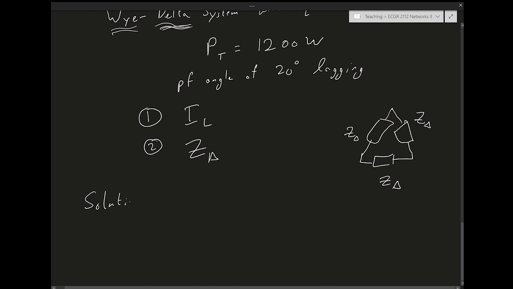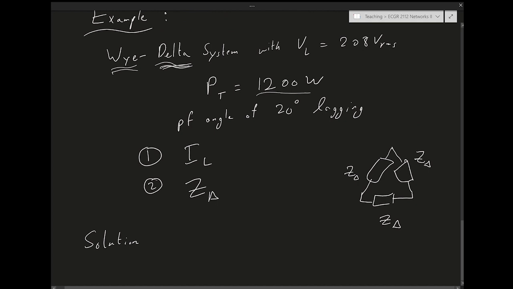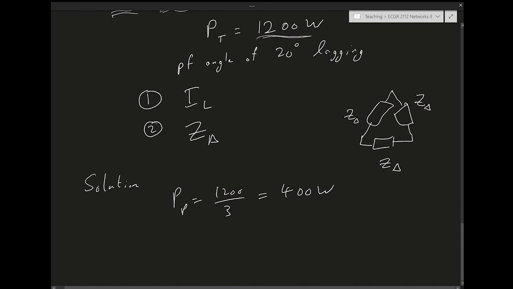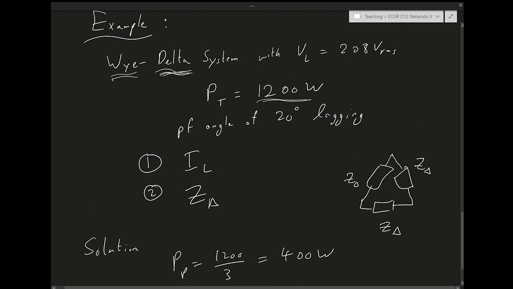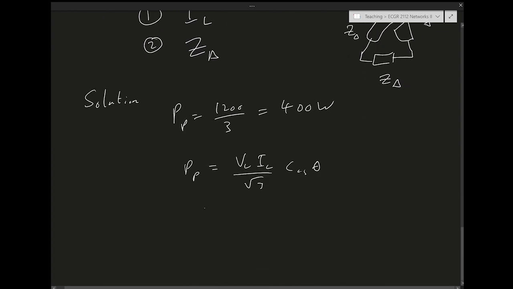The solution, right? So the total power is 1200, right? But what's the power per phase? Power per phase is just 1200 divided by 3, right? We have 3 phases, so it's going to be 400 watts. We know from our equation that power per phase is VLIL over square root of 3 cosine theta. We know theta is 20 degrees, right? We want to calculate IL. We can use this equation to calculate IL, right?